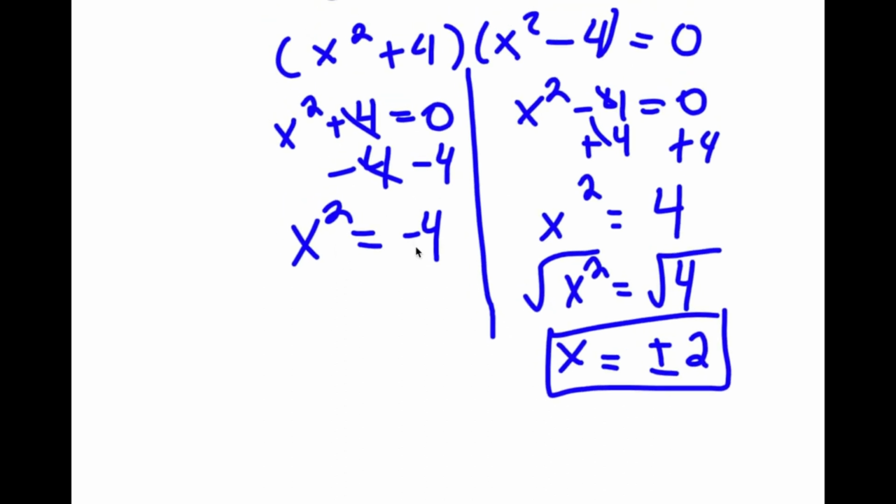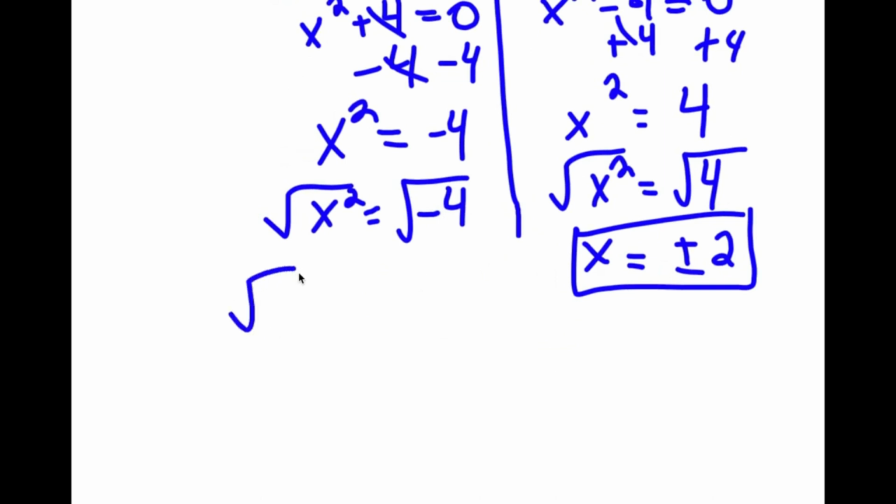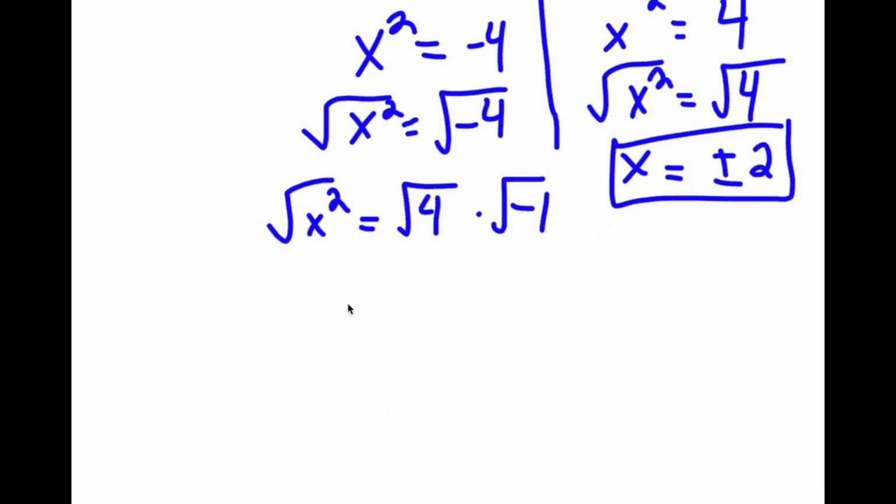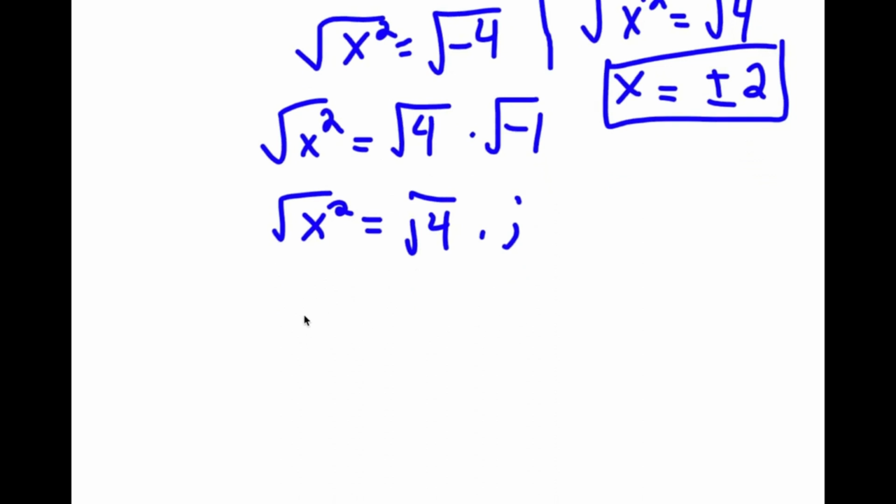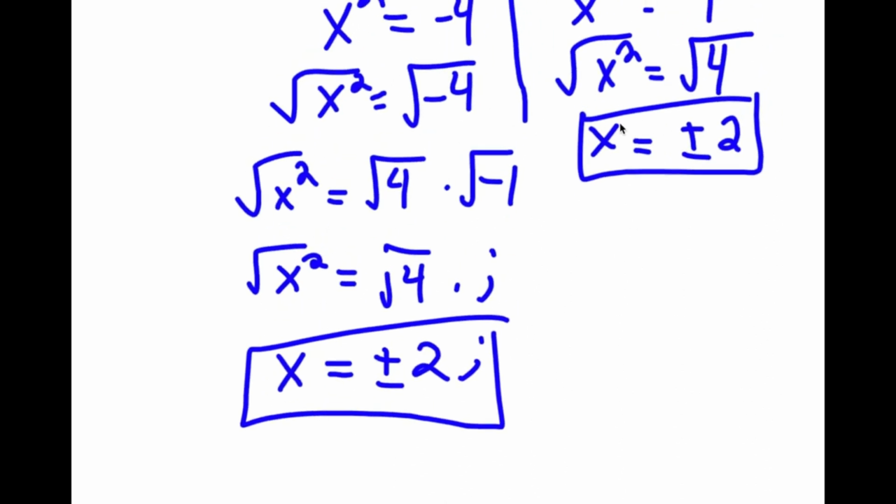Now for x squared is equal to negative 4, I'm going to start by doing the same thing. I have the square root of x squared is equal to the square root of negative 4. However, the square root of negative 4, I'm going to rewrite as the square root of 4 times the square root of negative 1. And if you didn't already know, the square root of negative 1 is equal to the imaginary number i. So I have the square root of 4 times i. The square root of x squared is x, and the square root of 4 is positive or negative 2. So I have x is equal to positive or negative 2i, and x is equal to positive or negative 2.